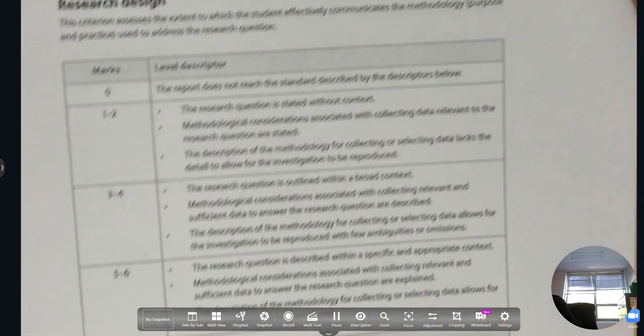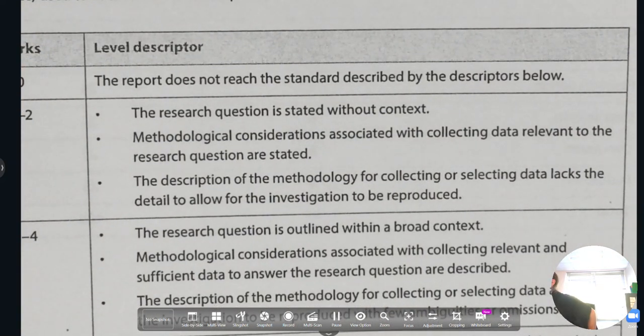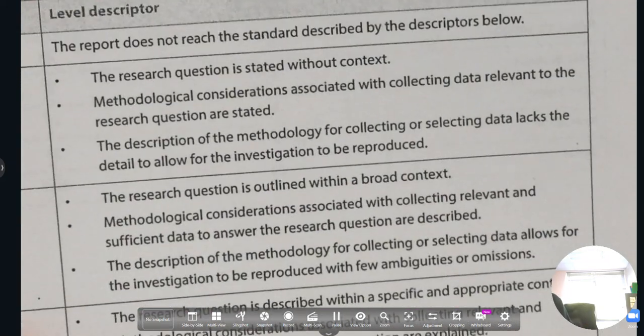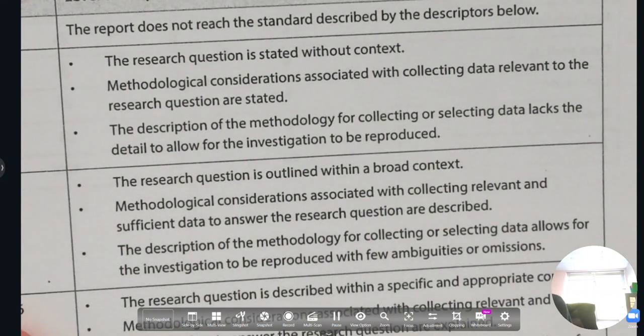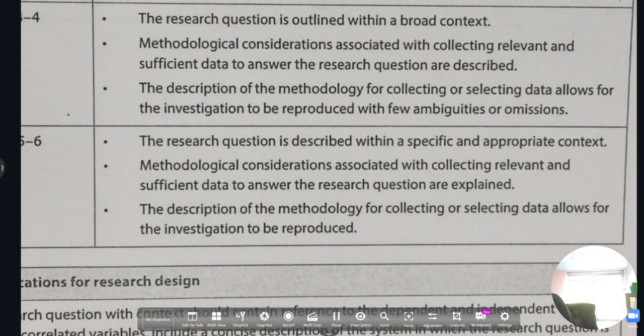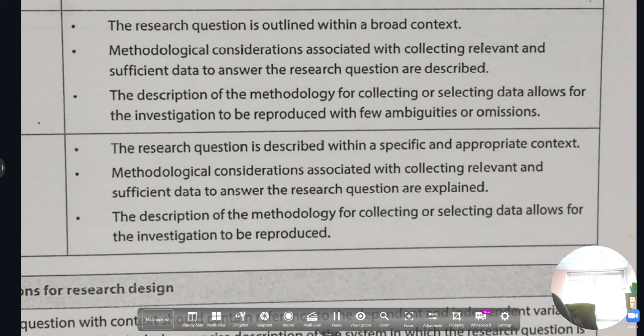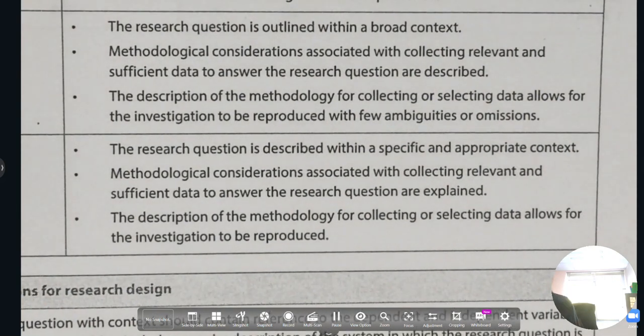So let's zoom in a little bit more here. The research question is stated without context. We're going to go one bullet at a time. The 3 to 4 band says the research question is outlined within a broad context. The highest mark says the research question is described within a specific and appropriate context.